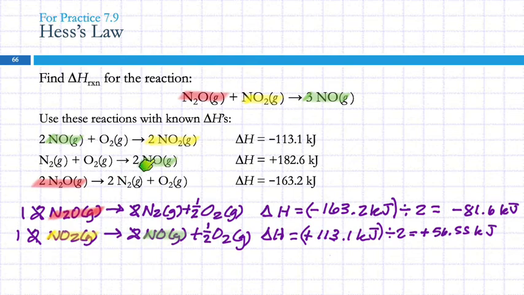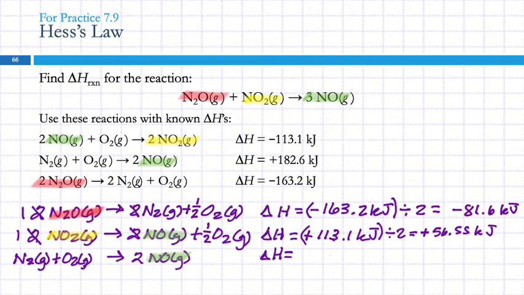So if I take this reaction and stick it in here, what am I going to end up with? N2 gas plus O2 gas goes to 2 NO gas. And that's my NO that I'm looking for. Delta H for that one is plus 182.6 kilojoules. Haven't done anything to it yet.